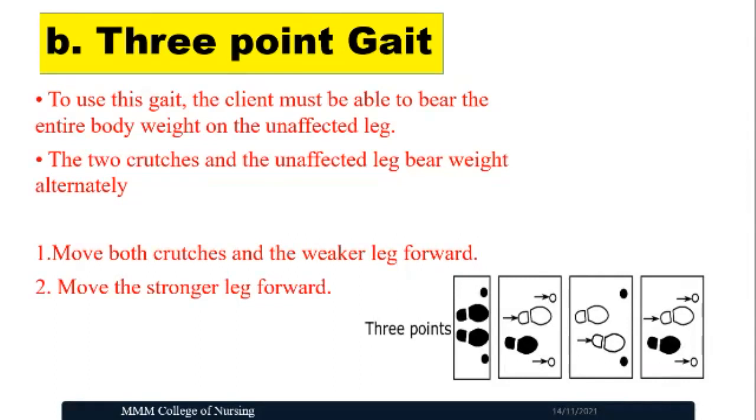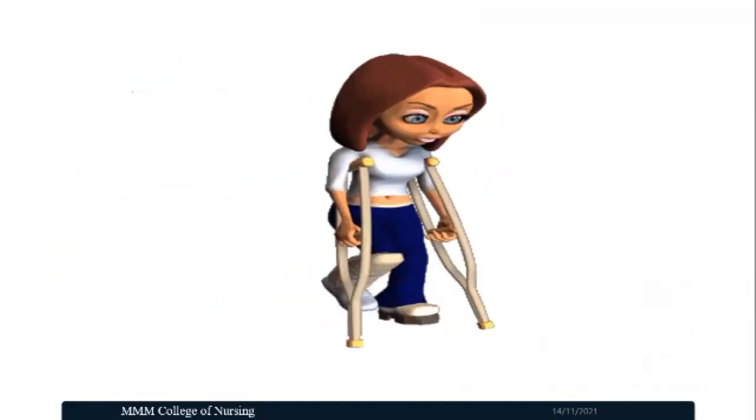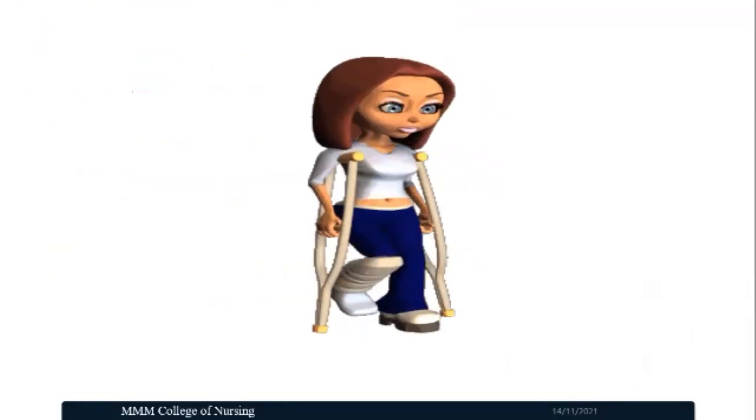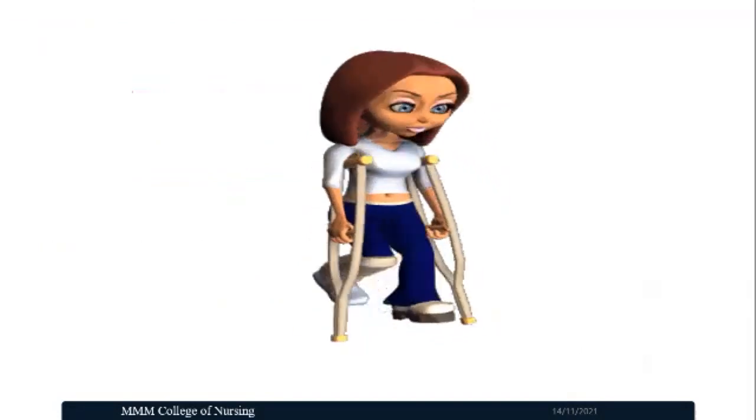To start with this 3-point gait, the patient should move both the crutches and the weaker leg forward, then move the stronger leg forward. Let us have a look at the 3-point gait. See, here the 2 crutches and the affected leg are moved forward, then the unaffected leg.